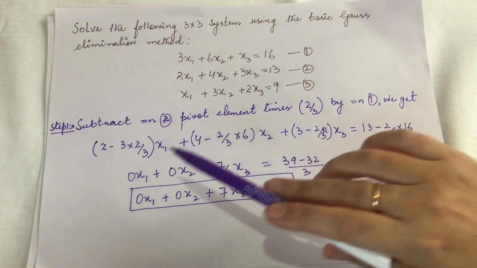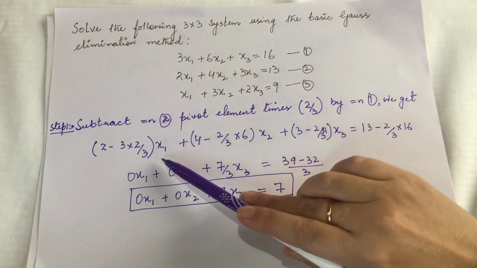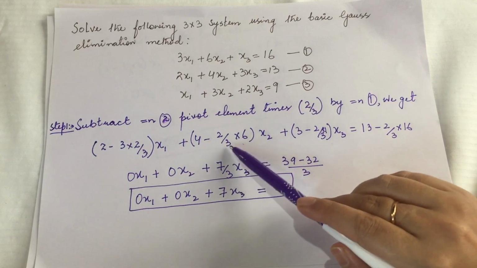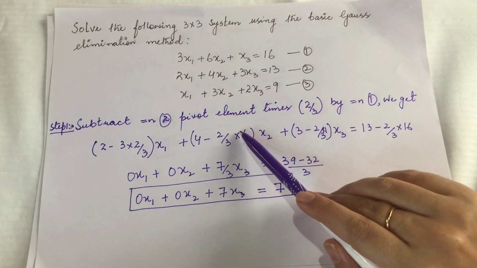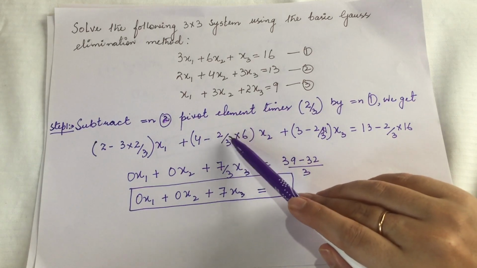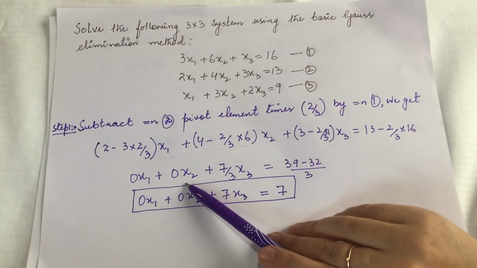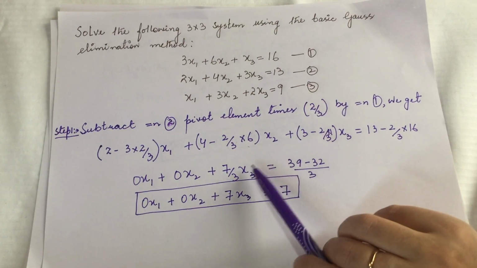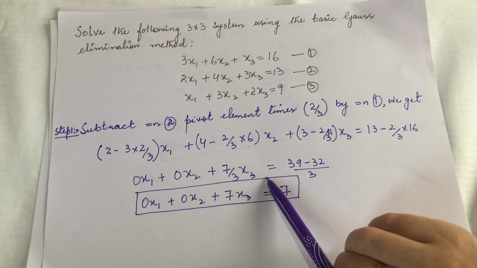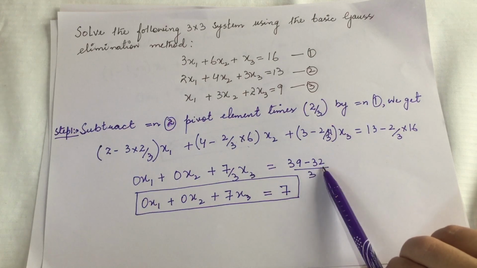When I solve it, this and this will get cancelled. 2 minus 2 is equal to 0, so it is 0x1. Here also this will be equivalent to 0x2, since 4 minus 4 will be equivalent to 0. So this term will also be 0x2, plus, when we solve this, it will be 7 divided by 3 x3, which is equal to 39 minus 32 divided by 3.